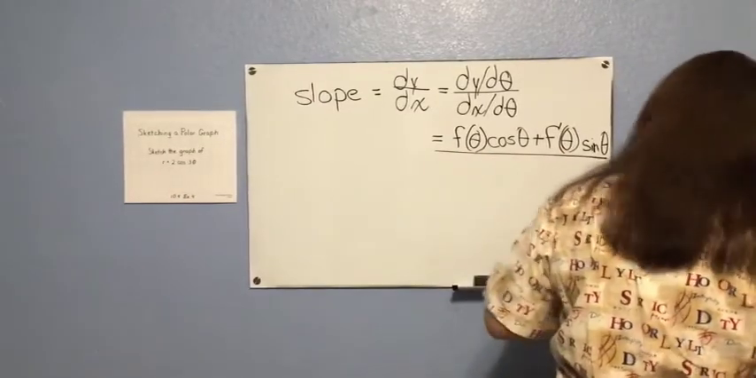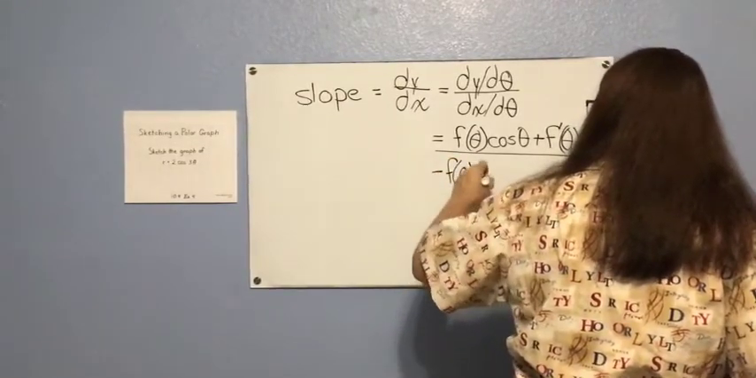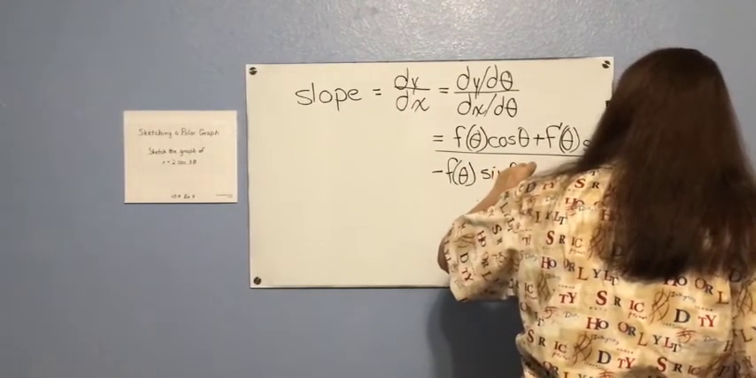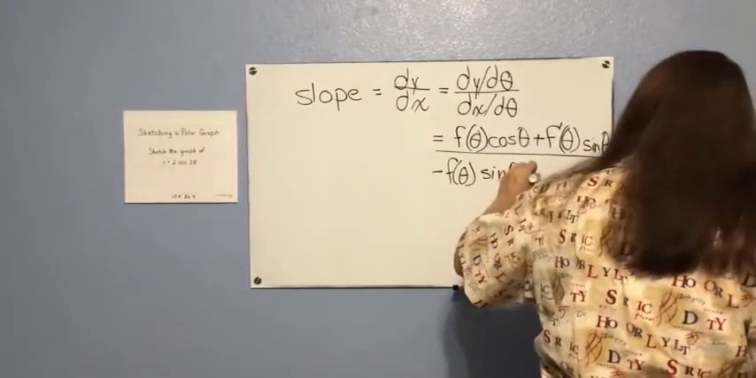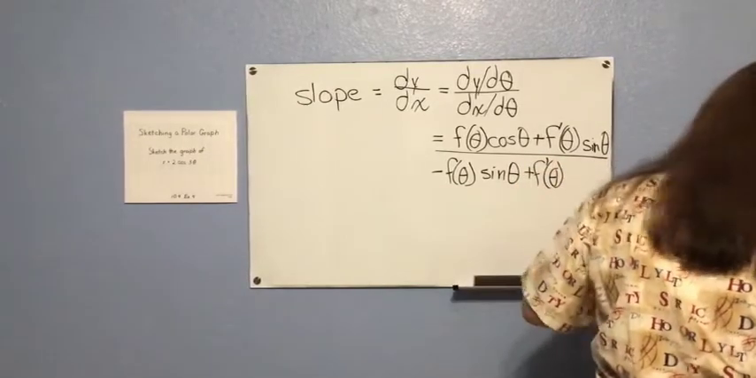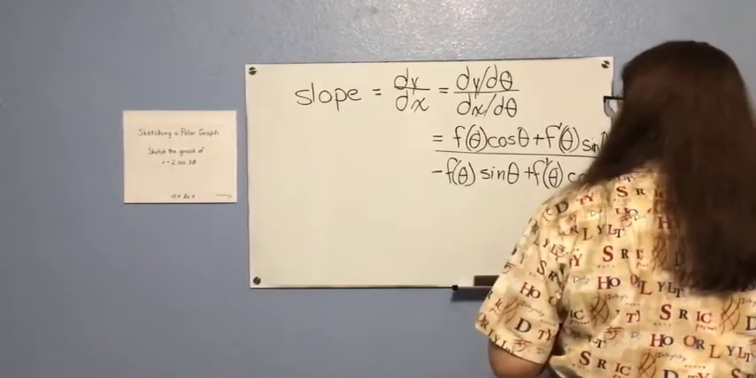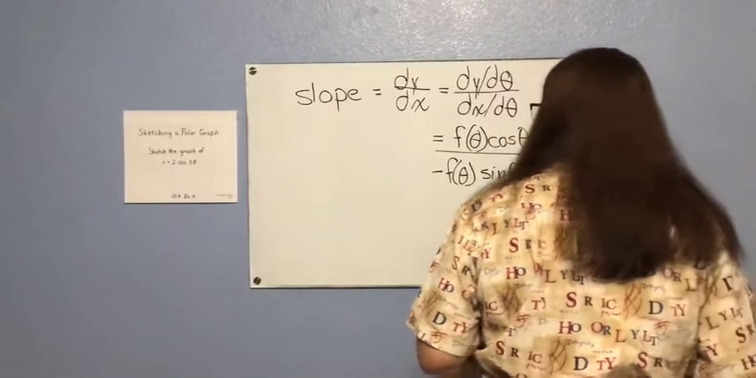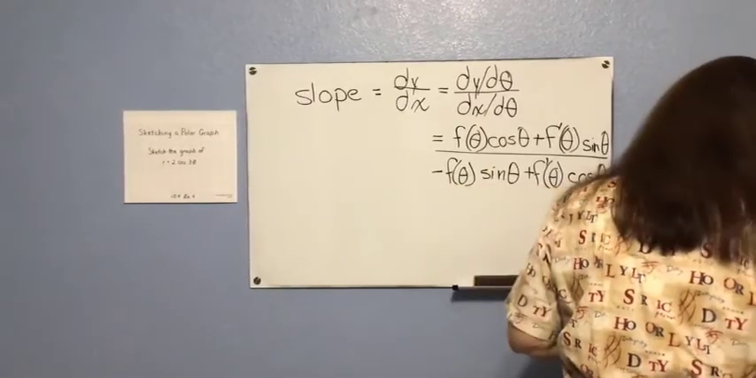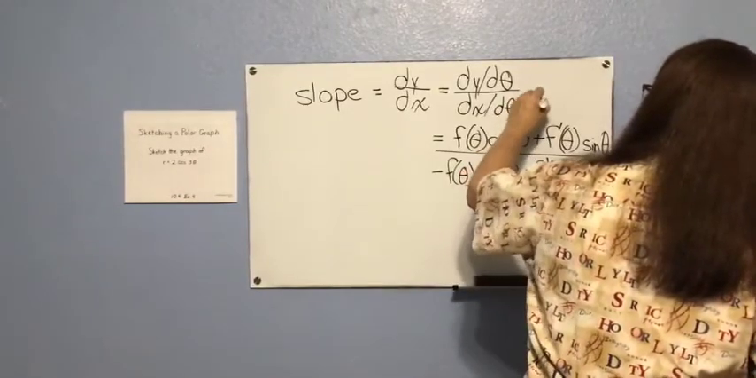divided by negative f of theta sine theta plus f prime of theta cosine theta. Okay, so this is what we can use to find our slope using polar coordinates. And of course we have to assume that this part here is not equal to 0. So we're just going to have to say dx/d theta does not equal 0.